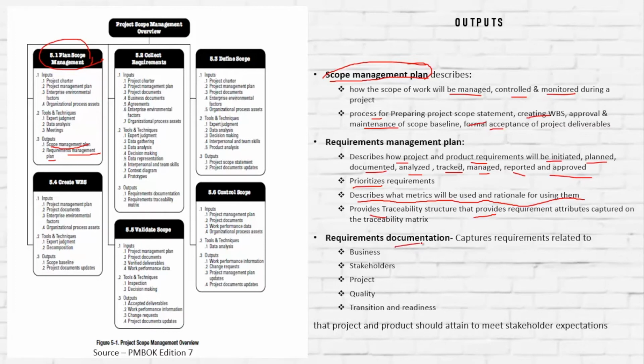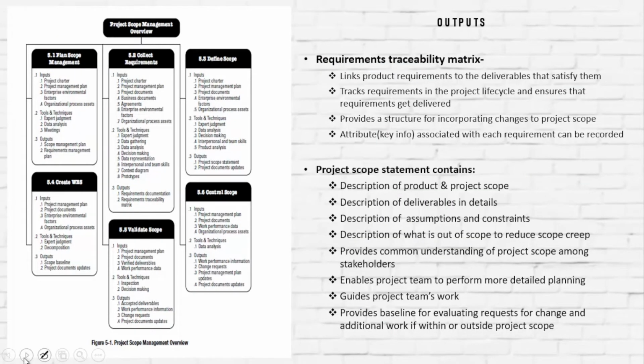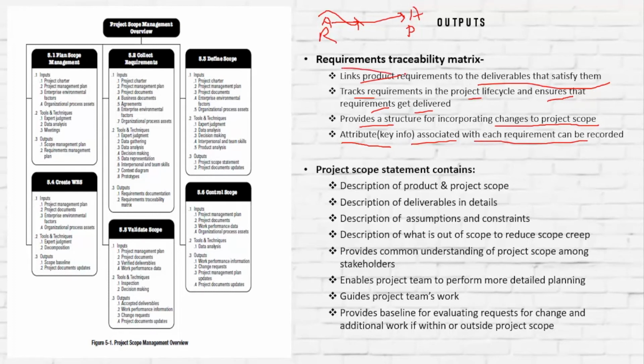Now, requirement documentation captures the requirements related to business, stakeholders, project, quality, transition, and readiness. Next is the requirement traceability matrix. It links the product requirements to the deliverables that satisfy them. It also tracks the requirements in the project life cycle and ensures that requirements get delivered. It provides a structure for incorporating changes into project scope. The attributes, or key characteristics, associated with each requirement can be recorded in the requirement traceability matrix.